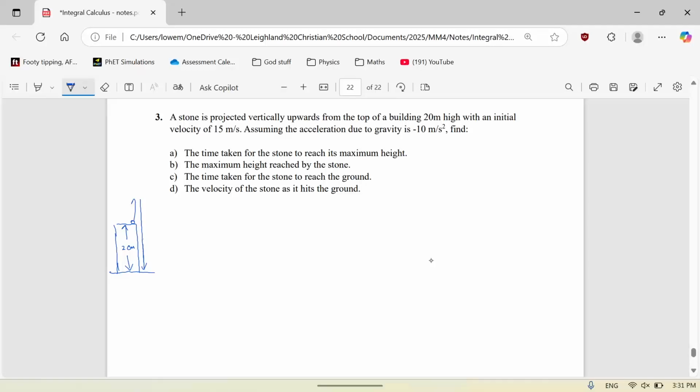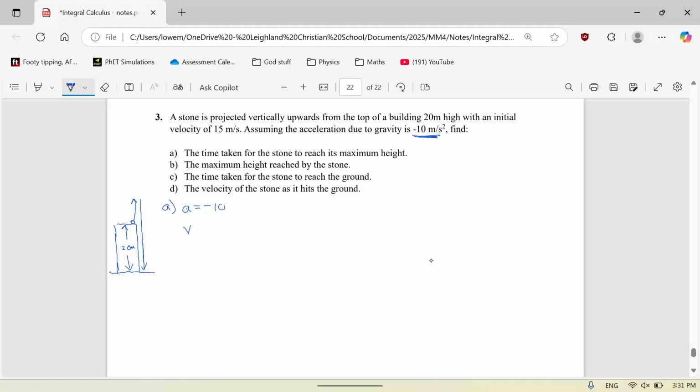So it's got an initial velocity of 15 metres per second. Okay, so we're going to use calculus to do this. We're not going to use the equations of motion. So, the time taken for the stone to reach its maximum height. Let us begin by noting that the acceleration due to gravity is assumed to be negative 10 metres per second squared. In other words, it's 10 metres per second squared, but in the downward direction. So our a is negative 10.